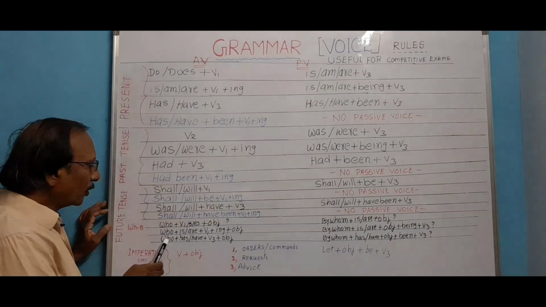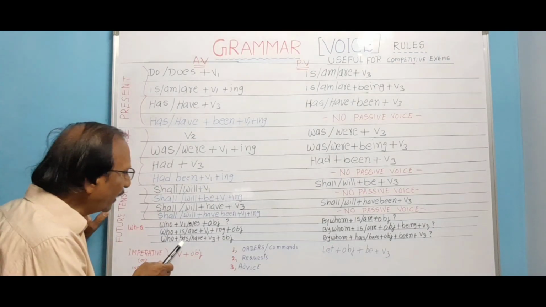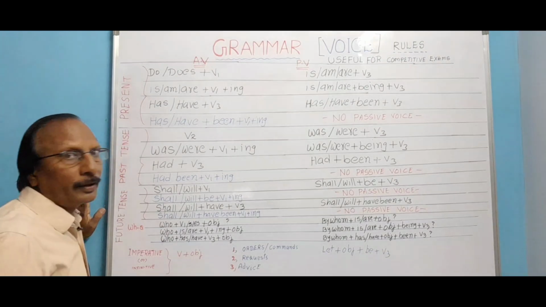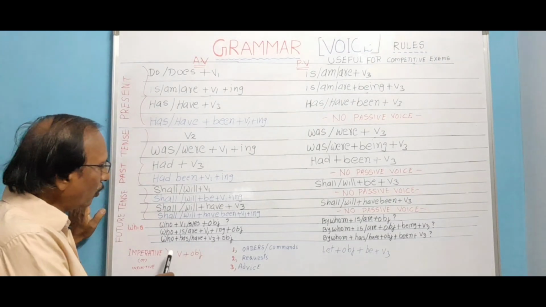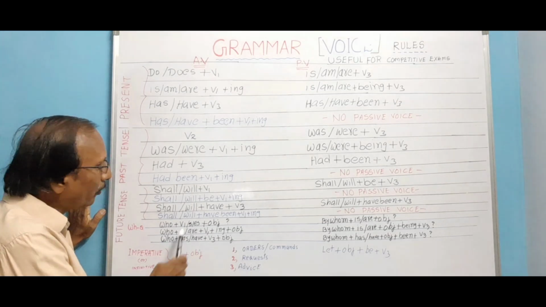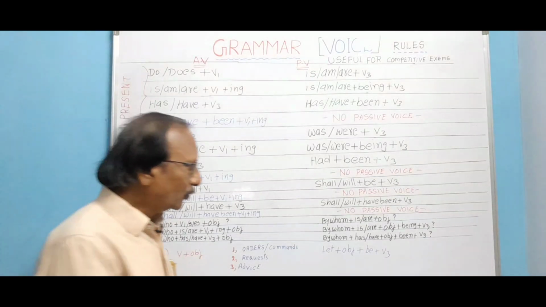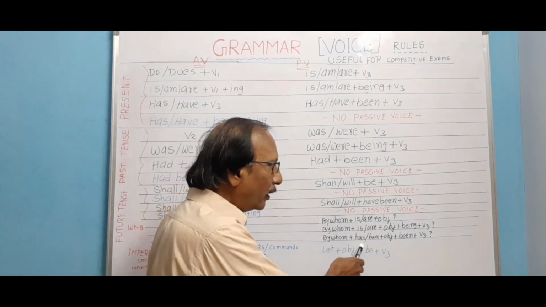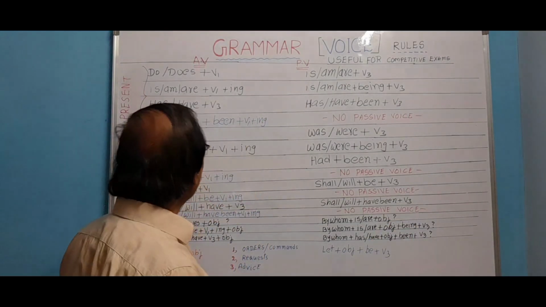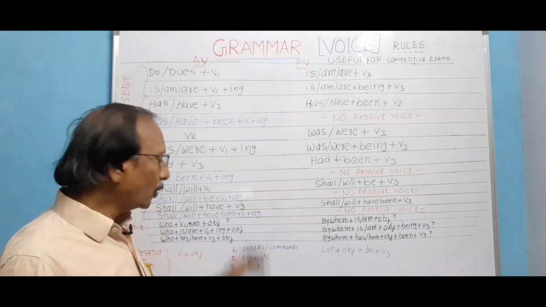Now, let us see how to apply past perfect. Here in this place, had will come. Who had written the letter? In the place of has or have, we have to write had. Who had written a letter? By whom had a letter been written? That is past perfect. In this way, we can change active voice sentences into passive voice by applying these rules.